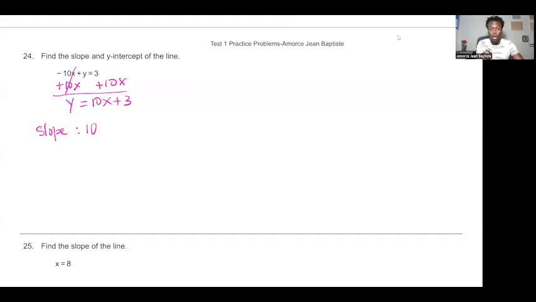But you have to know that in MyMathLab, you can't plug in 10 over 1, because MyMathLab knows that when 1 is the denominator, you don't have to write it. So it's 10, and the y-intercept is 0,3. Now it's not 3, it's 0,3. So if you put 3, you lose the point.